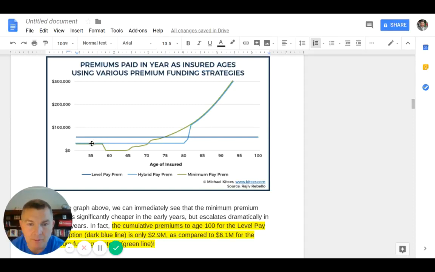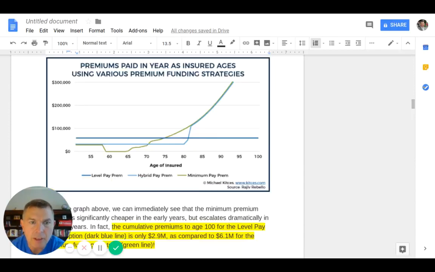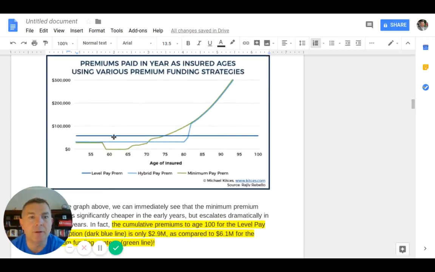We'll dive into the numbers here a little bit down the road. And we were paying $15,000 or something like that for the first 10 years. Then we're not paying anything for the next 6 or 7 years. But as you can see, with the minimal or hybrid pay, we're paying a whole lot less in the first 20 years or so. But then when we hit 87, we're paying over $100,000.